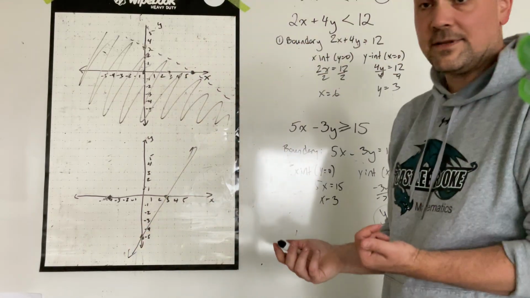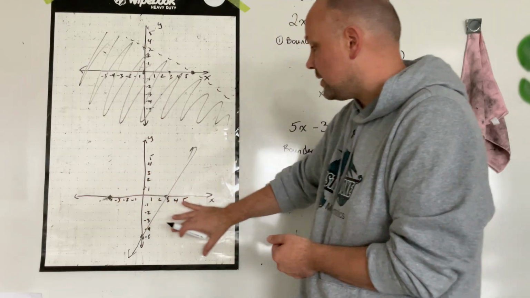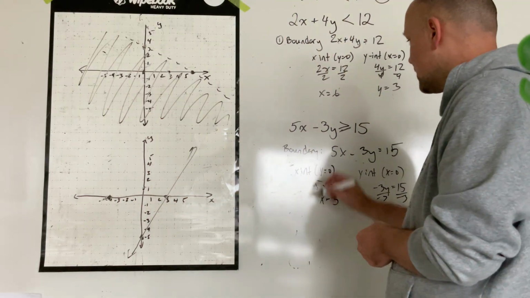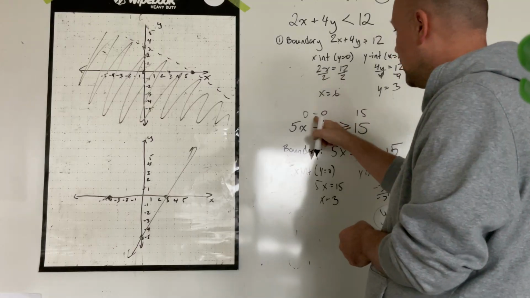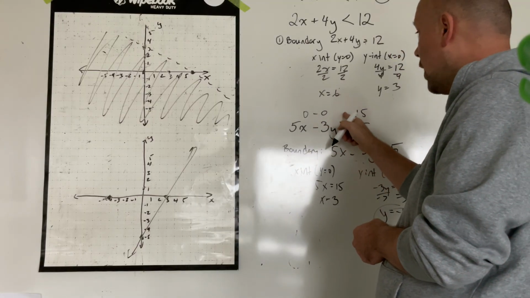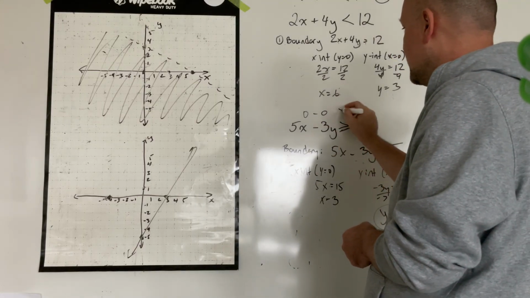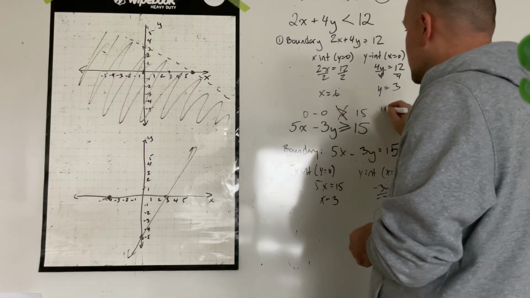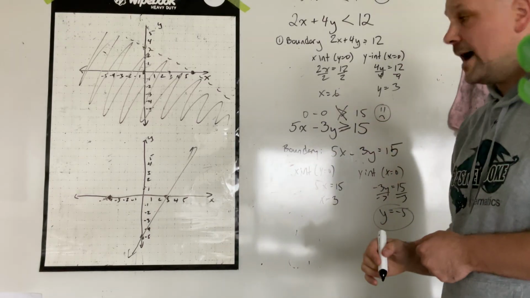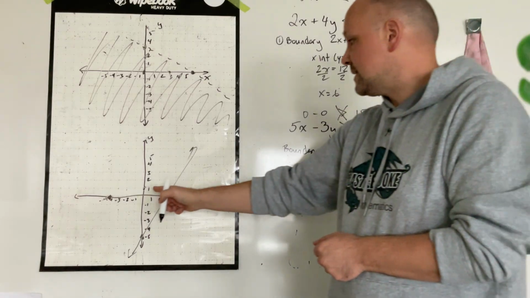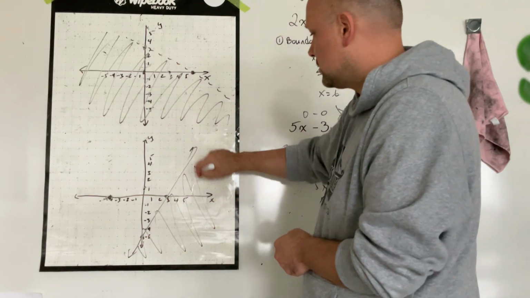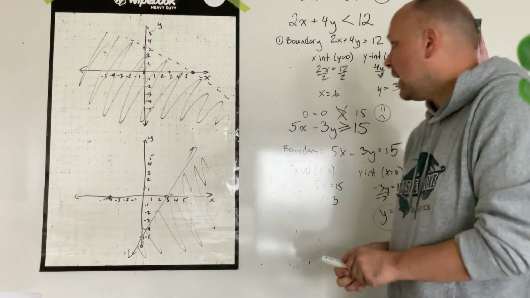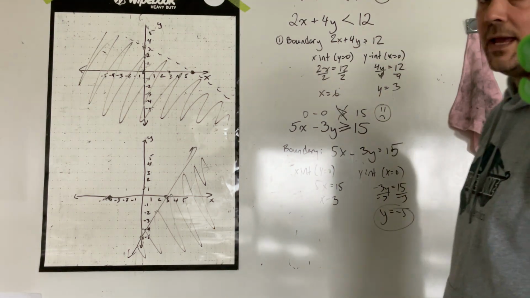Now again, I have to decide, am I going to shade this part or this part? So I pick 0, 0 again. 0 take away 0 is 0. 0 is not greater than or equal to 15. So that means that wherever 0, 0 is, I'm not going to shade that region. So I shade the other region. That's it. That's how we do standard form inequalities.